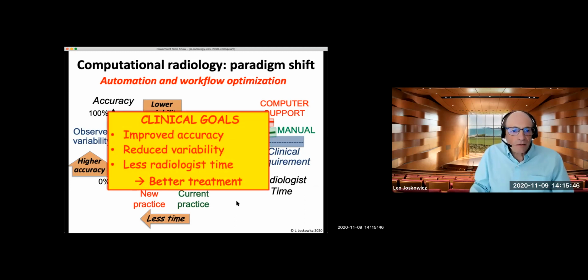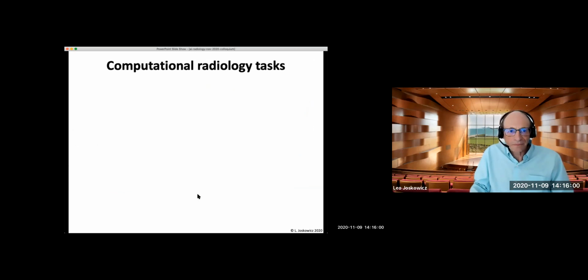So in terms of clinical goals, if you manage to develop a tool that improves the accuracy, reduces the variability, and takes less time, this is going to yield a better treatment, okay? Any questions up to now?